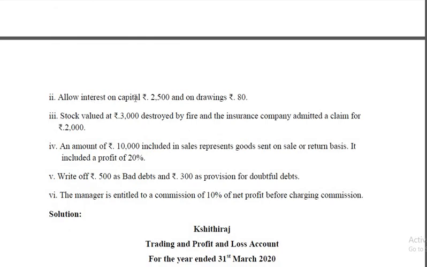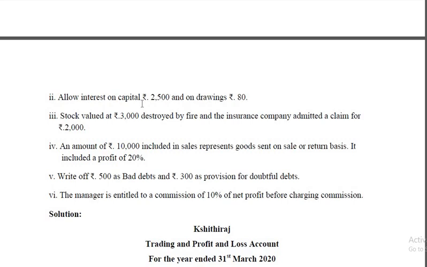Second one, allow interest on capital. Interest on capital is an expense, so it should be debited to profit and loss account. So profit and loss account debtor to interest on capital 2,500. And then in the balance sheet, another treatment, it should be added to capital. So opening balance of capital plus interest on capital should be added.